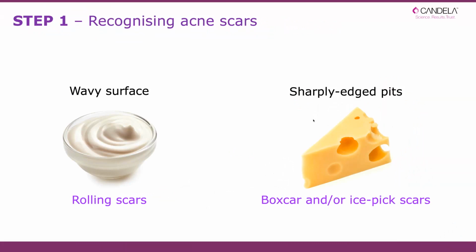So in recognizing acne scars, in general terms, as a summary, we have to take into account these 2 aspects, right? We have to think about cheese. If we see a wavy surface, just like cream cheese, we are in front of rolling scarring, okay? If we see sharply etched pits, we are in front of box scar and or ice pick scar, all right? So just think about cheese.